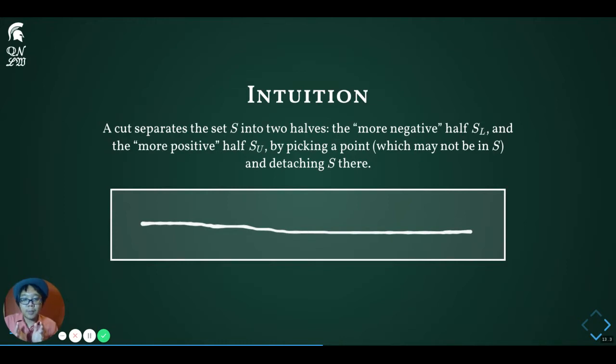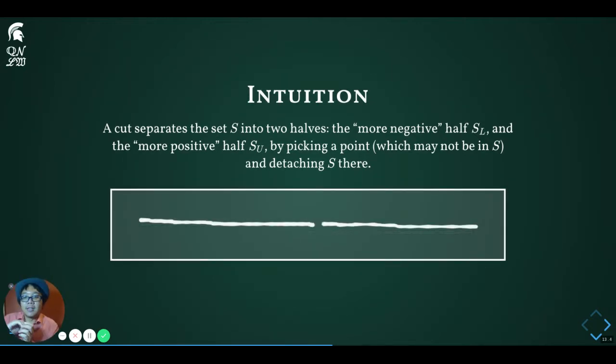We will use this concept to capture what we expect of the continuum of the real number line. Imagine the set S being like a piece of string. A cut separates it into two halves by first picking a point, which may or may not be in S, and separating the string at that point. The left half we will call SL, and the right half we call SU.